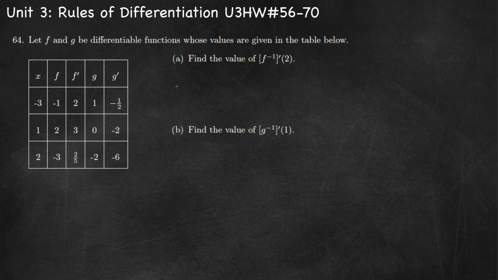Number 64, let f and g be differentiable functions whose values are given in the table below. Find the value of f inverse prime of 2. This is a 3-step process. So for the first step, we're going to figure out where does f equal 2. That's the value of f inverse of 2.